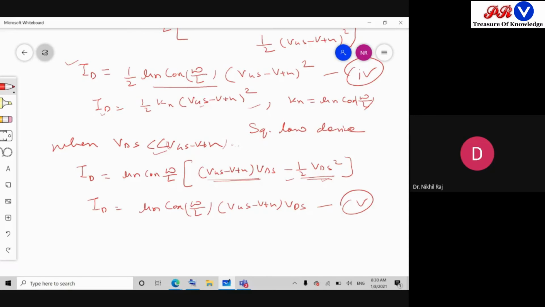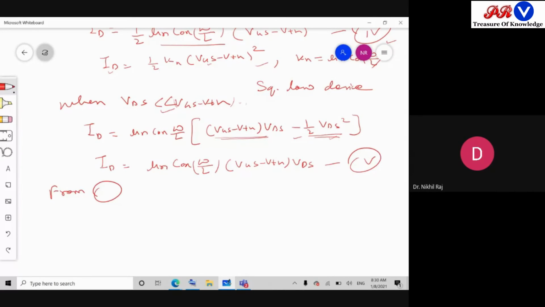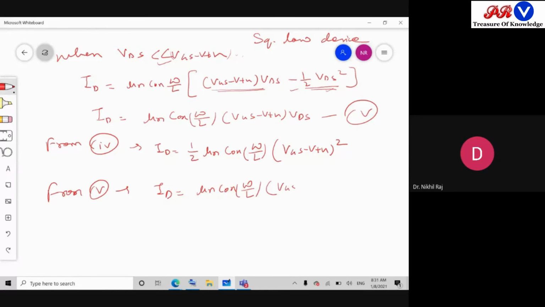So what can we deduce from equation 4 and 5? Equation 4 is a square law device. From 4, now we'll draw the conclusion. We got ID equals half mu n Cox W by L, VGS minus VTH whole square, and from 5 we got ID equals mu n Cox W by L, VGS minus VTH into VDS.